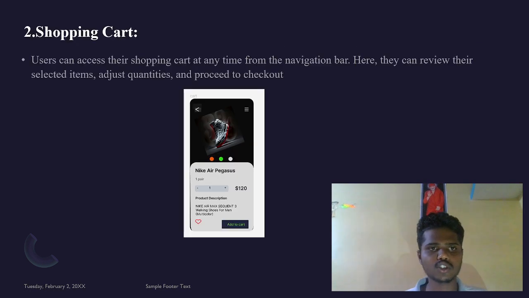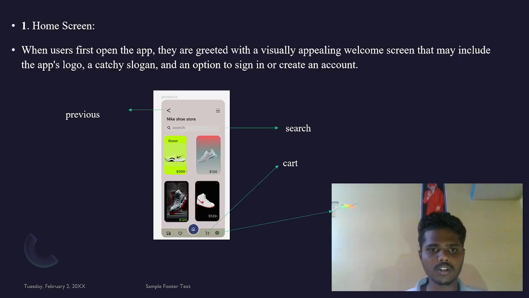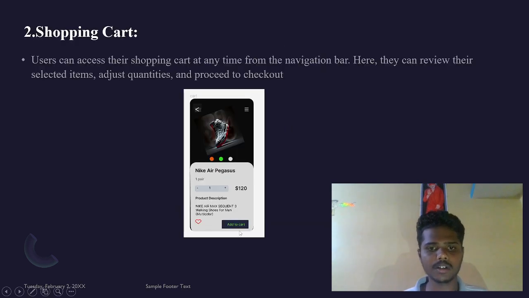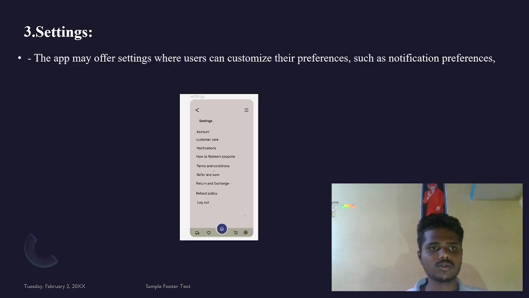Coming to the second one, the shopping cart. If a user wishes to add this shoe to the cart, the user can add it by clicking this button. It will add to the cart, and the user can add how many pairs he wants here. So this is the shopping cart that has been created. Next one is settings. In an application, settings are important, right? Suppose the user has to change his account profile, or requires customer care, notifications, etc., and coupons.